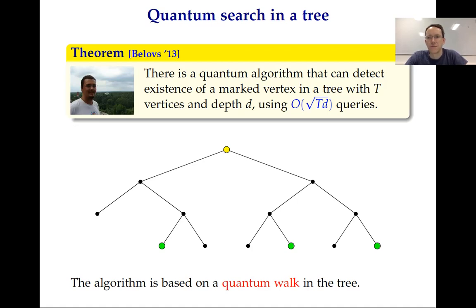And Belov's algorithm is based on a so-called quantum walk in the tree. And this is a quantum analog of a classical random walk. So classically, a way we could try and solve this problem is starting at the top and just moving around randomly through the tree. So maybe try to go left with 50% probability, right with 50% probability, continuing on through the tree in this way, always sort of going down perhaps, but always going left or right with 50% probability of each, in this case, if it's a binary tree.